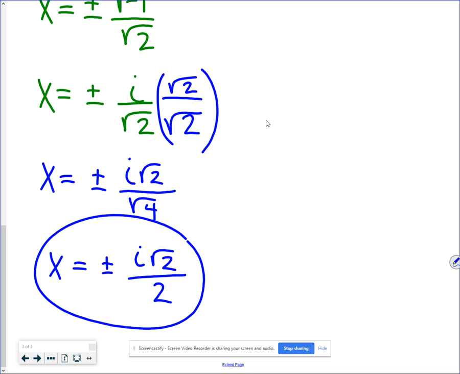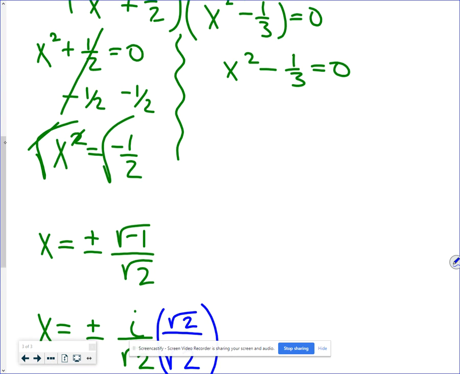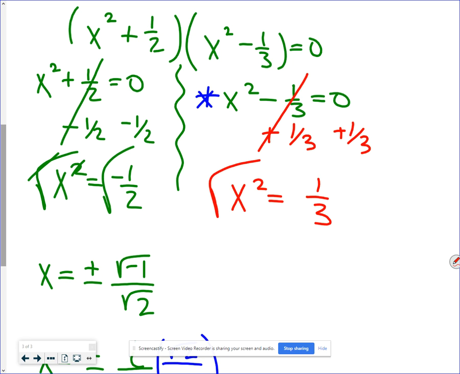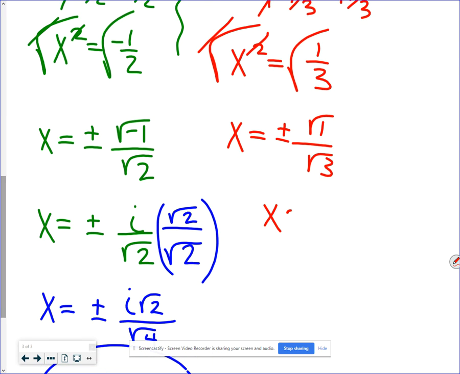Now we've got to find the last 2. So to do that, we're going to go back up here and solve this quadratic equation. We're going to add 1/3 to both sides. We get x squared is equal to 1/3. Take the square root of both sides. They cancel out. So you get x equals plus or minus the square root of 1 over the square root of 3. What's the square root of 1? Square root of 1 is 1. So we got x equals plus or minus 1 over the square root of 3.